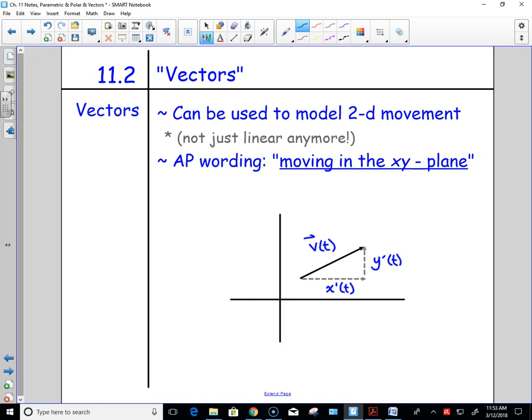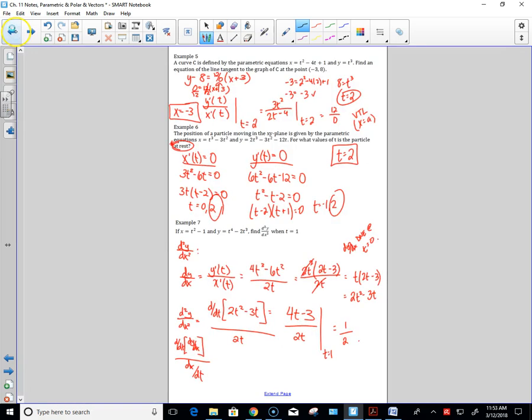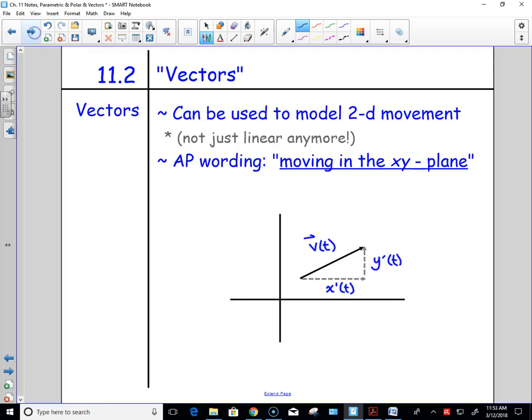All right, 11.2, vectors. You guys just noticed in the example right back here that it said moving in the XY plane. Okay, that's a huge hint on the BC exam. Moving in the XY plane. I know some of you guys are like, Psh, I'm just going to notice it's parametric. Well, I hope you do. I really do.